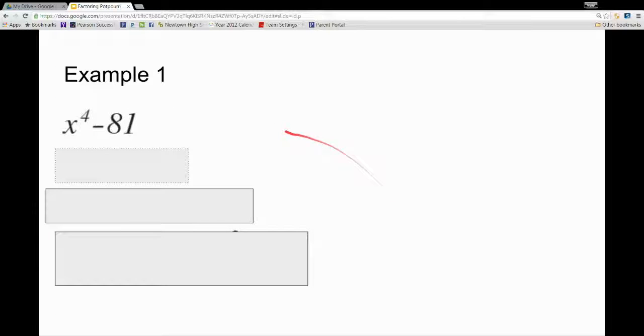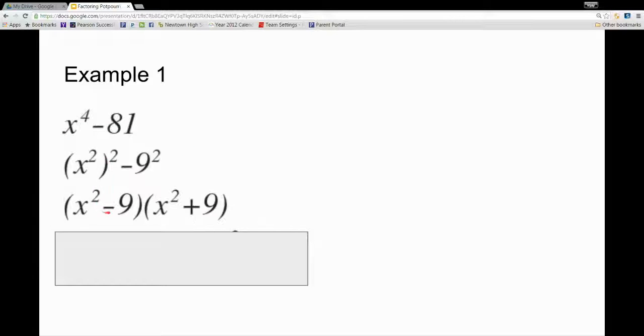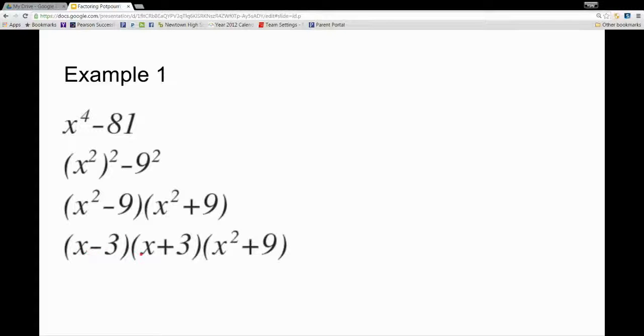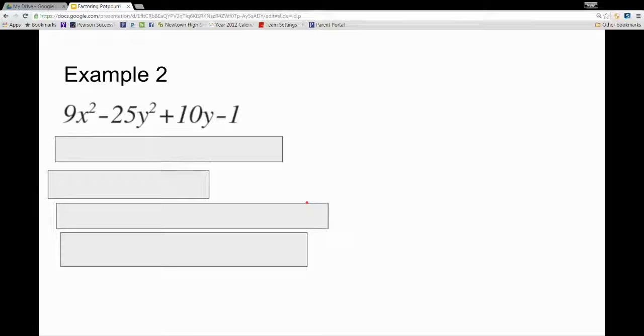In our first example, we have x to the fourth minus 81. This is a difference of two squares problem. If you notice, these are both square values, and if we break it down, we get x squared squared minus 9 squared. Now if we put these two together, we get x squared minus 9 times x squared plus 9. Now if you notice, this is also a perfect square over here. So we can simplify it even more and make it x minus 3 times x plus 3 times x squared plus 9.